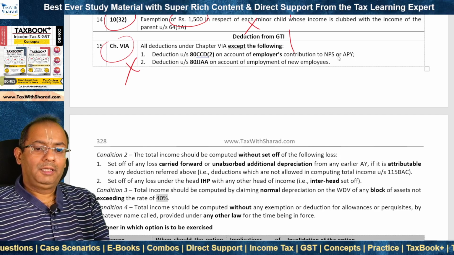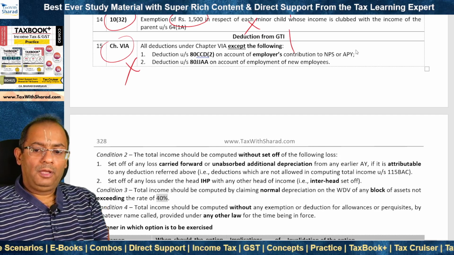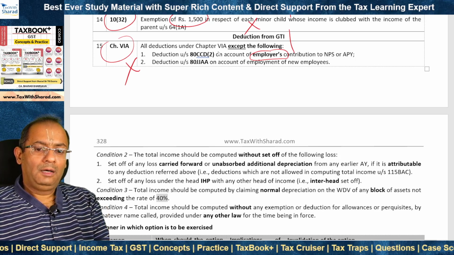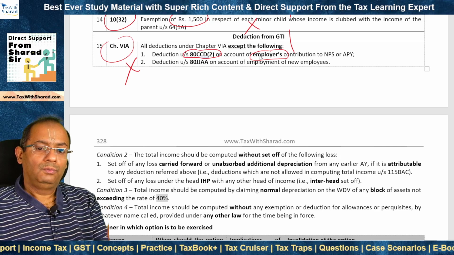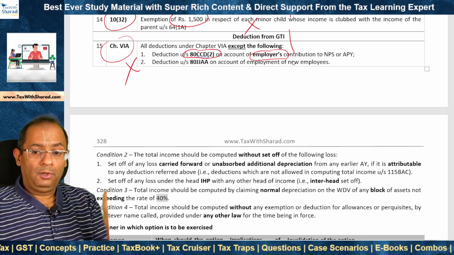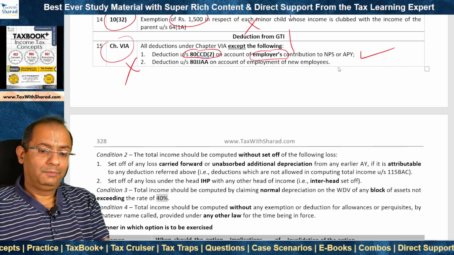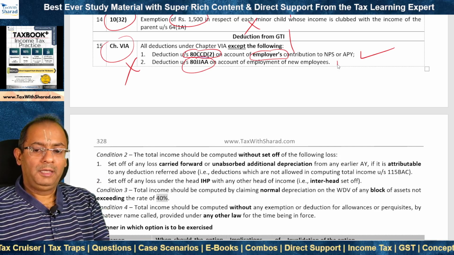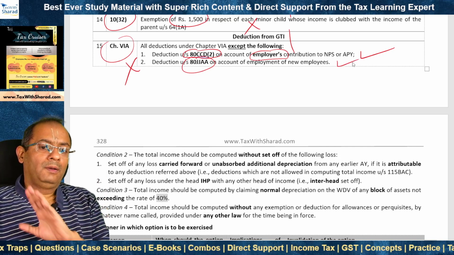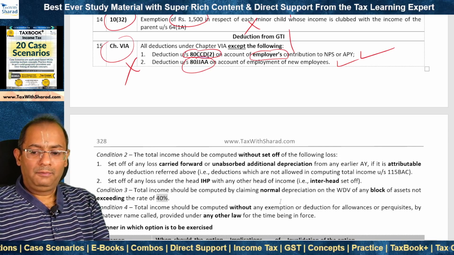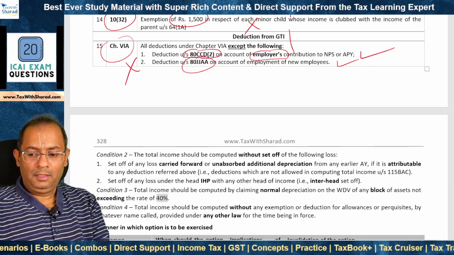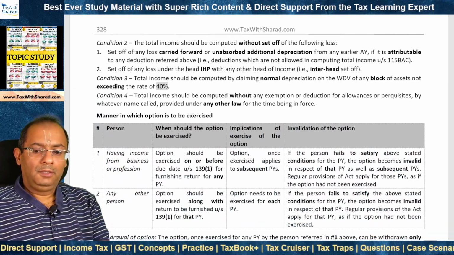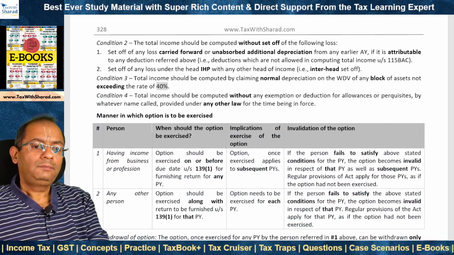So we noted under section 80CCD, employer's contribution to NPS or APY is allowed under section 80CCD(2). Not employee's contribution, employer's contribution, that is allowed. And 80JJAA on account of employment of new employees is also allowed. All other deductions from Chapter VIA in computing gross total income are not allowed. So this was condition 1. Now we look at condition 2.